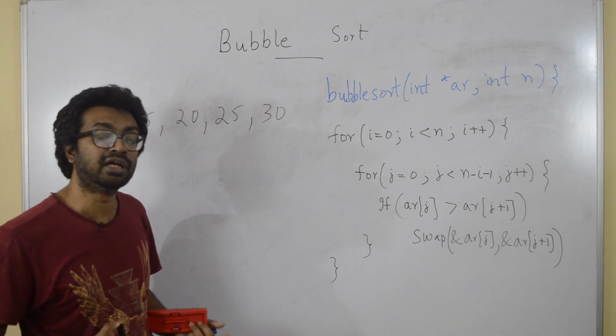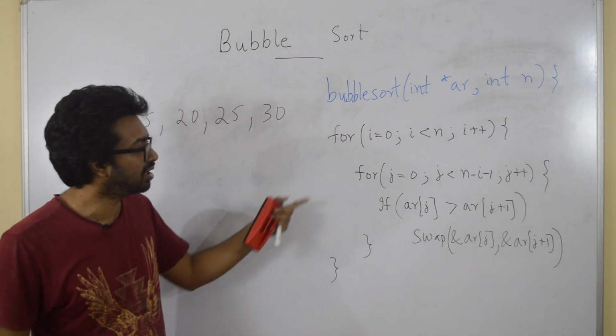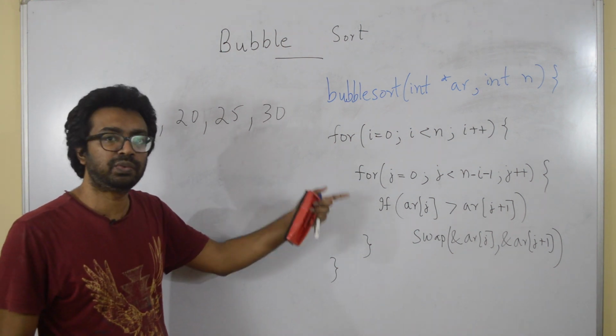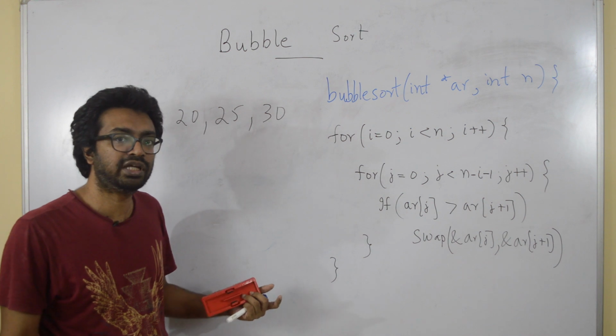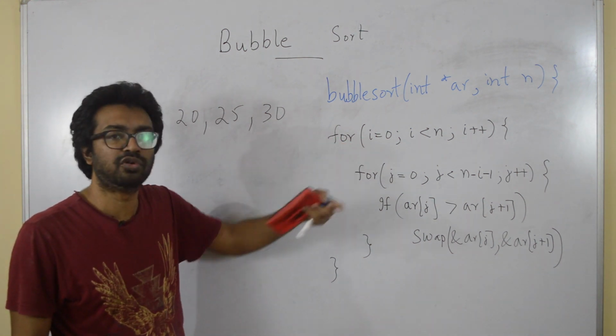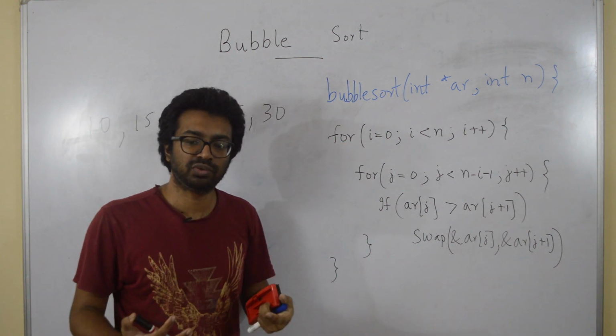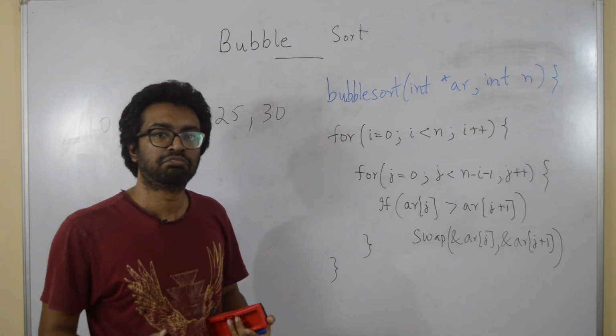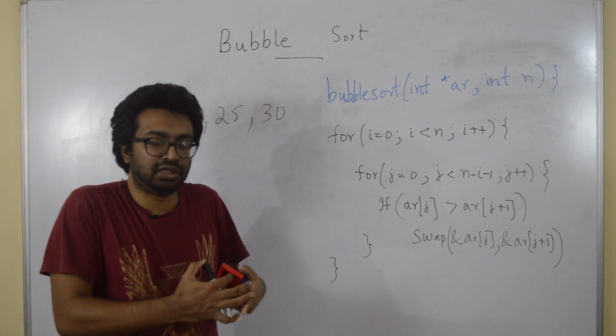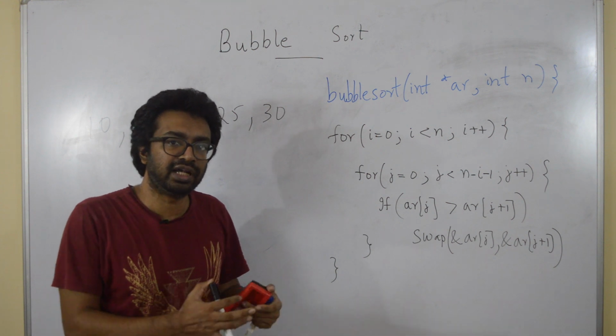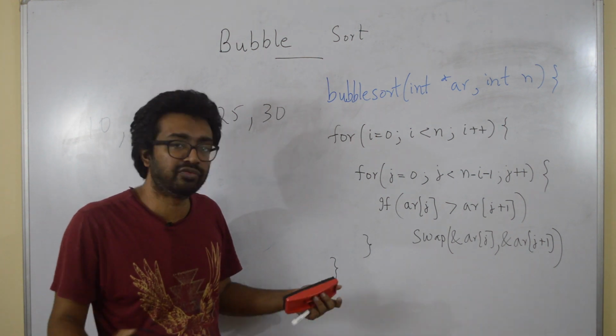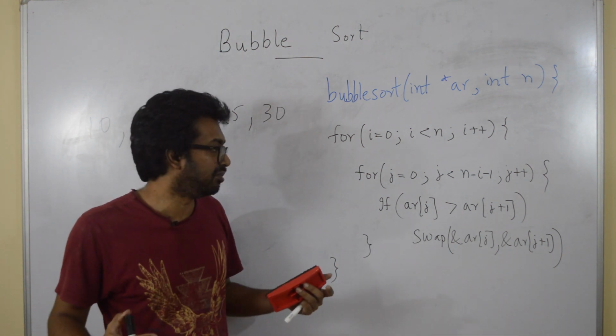But there is a better idea. What is the better idea? Once I see that no swap has been done, I don't have to go through the outer for loop again. Once I know that there are no more swaps to be done, it means that the sorting is completed. The array has finished sorting. So in that case, I just say I am done.